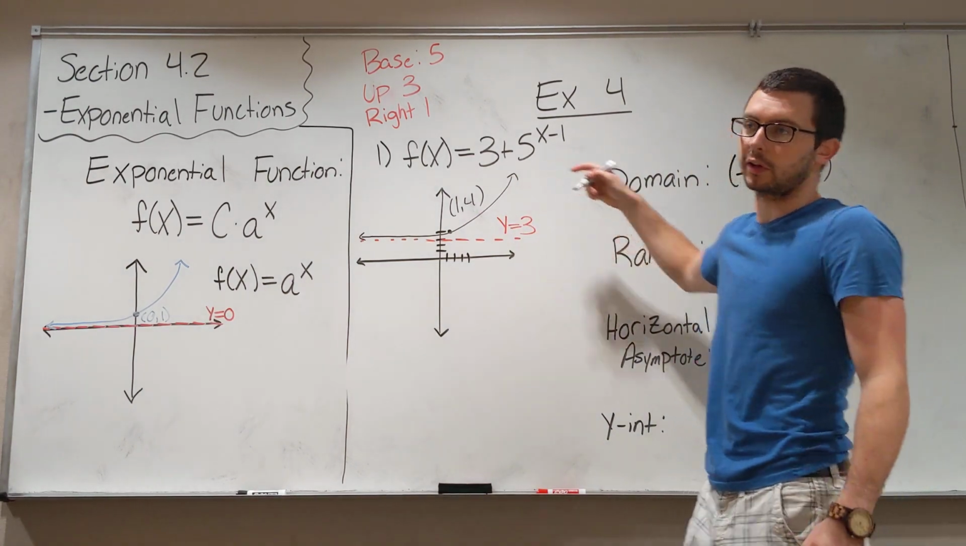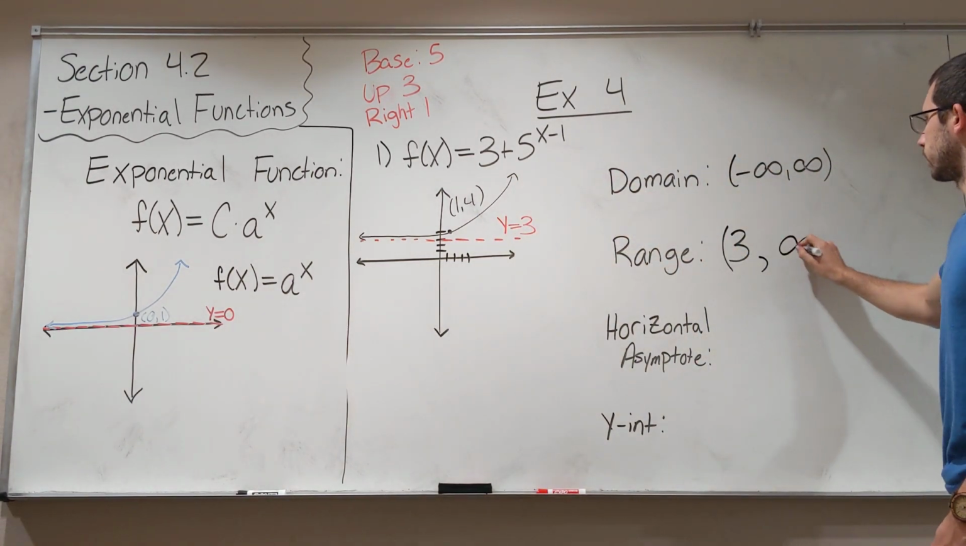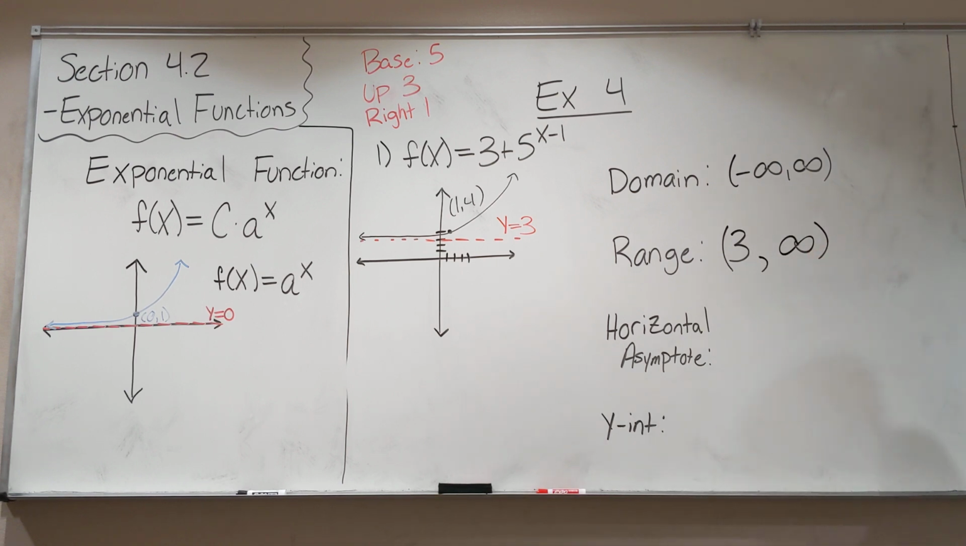There's no asymptotes that direction. So that would be infinity. And so this would be the range. And so we move on.